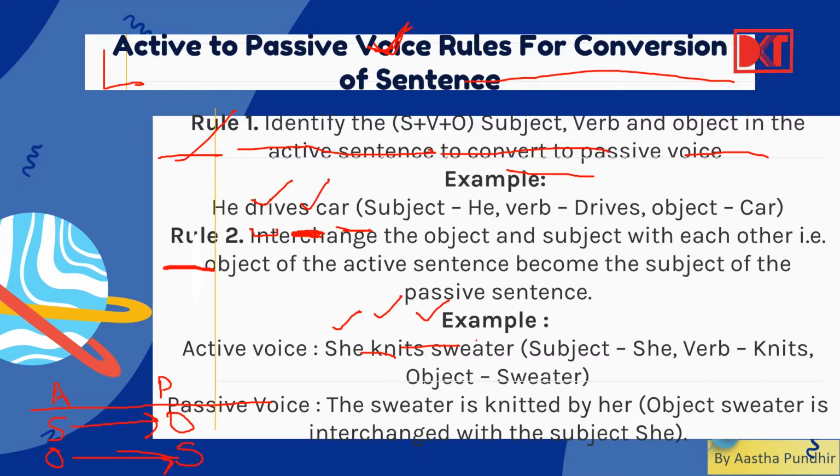फर्स्ट स्टेप कर लिया हमने, आइडेंटिफाई कर लिया. सेकेंड स्टेप में The sweater is knitted by her. तो यहाँ पे क्या हुआ? स्वेटर आ गया. स्वेटर जो है वो क्या बन गया? वो बन गया हमारा सब्जेक्ट, फिर knitted वर्ब तो सेम रहेगा पर by her.